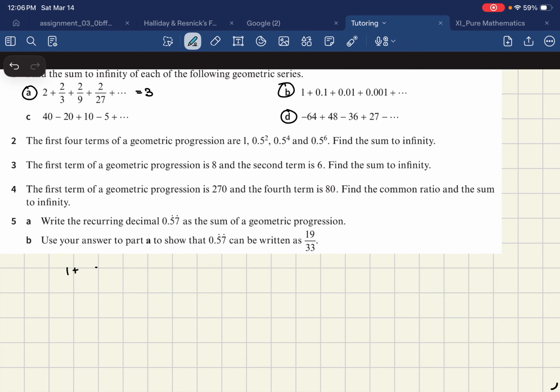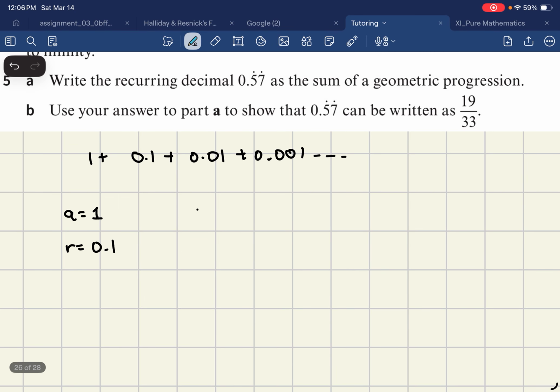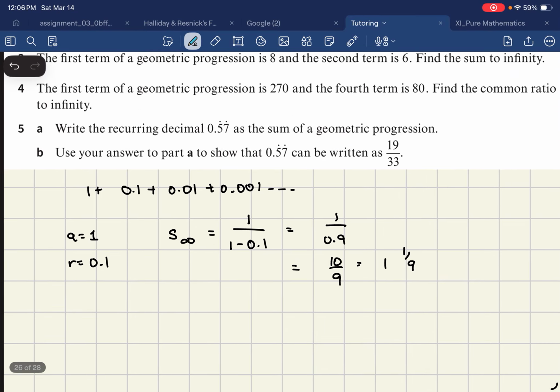B just says 1 plus 0.1 plus 0.01 plus 0.001, and so on. So your first term a is 1, and your r is just 0.1. Now the sum of an infinite amount of terms is going to be 1 divided by 1 minus 0.1, right? A divided by 1 minus r. So 1 divided by 0.9, and that is 10 over 9. You can also write it as 1 and 1 over 9. So it's the same expression.